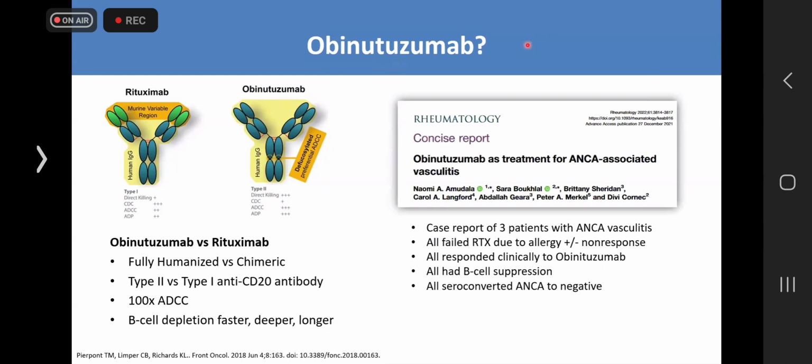There is very little published yet, but there was this report. It was a case report of 3 patients published within the past 2 years and came out of the rheumatology and nephrology group at Penn, including one of our former fellows. All of these 3 patients had failed rituximab either due to allergy or non-response, and all responded clinically to obinutuzumab, and all were found to have B-cell suppression and actually seroconverted their ANCA antibodies to negative as well.